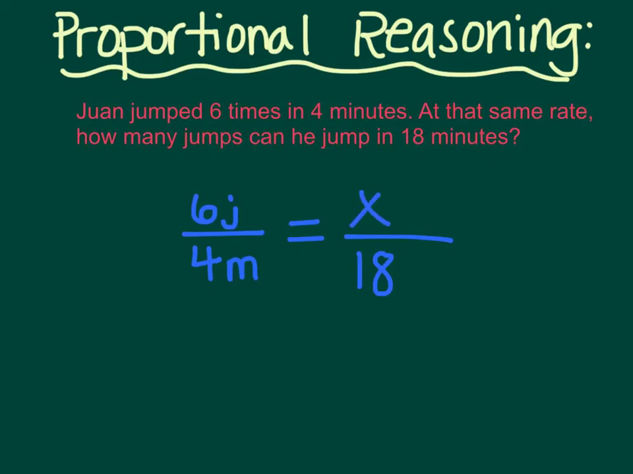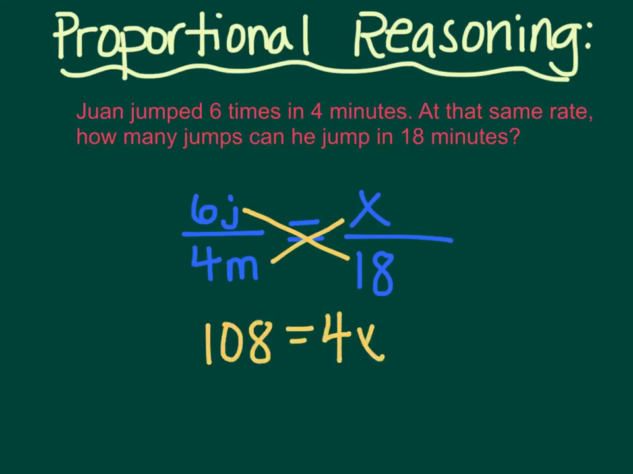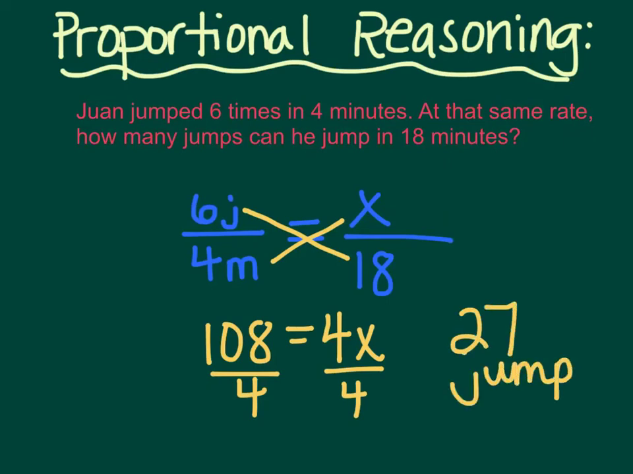Okay, so now we learned that you can cross multiply and divide to solve this. So I'm going to do 6 times 18. So grab your calculator, type that in. And you get 108 equals, you can do 4 times x, which is 4x, and then your last step, divide by 4. So 108 divided by 4 gives me 27. So he can do 27 jumps in 18 minutes.